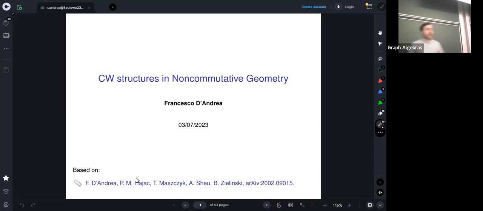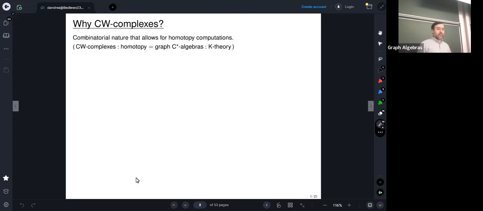So let me try to explain what the talk is about and what the motivation is for CW complexes in the framework of noncommutative geometry. Why are CW complexes interesting? For many reasons. First of all, because they are of a combinatorial nature that allows for homotopy computations. And in some sense, this is similar in spirit to graph algebras, which also are of a combinatorial nature that allows one to compute things.